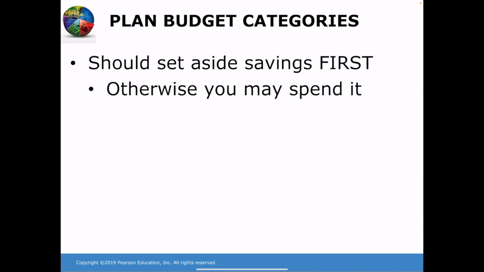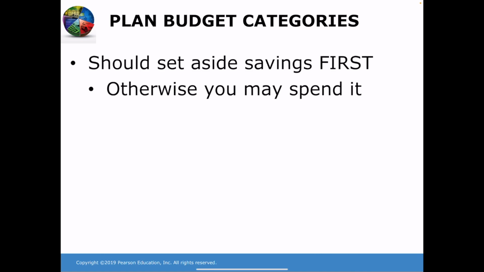Plan budget categories. We're going to figure out where the money is going to go. The first thing you should think about is setting aside savings first. Okay, and that's just paying you first. What a lot of people will do is they'll decide a certain percent that they want to save every paycheck. When they get their paycheck, they put that in savings first, and then they budget the rest of the money.